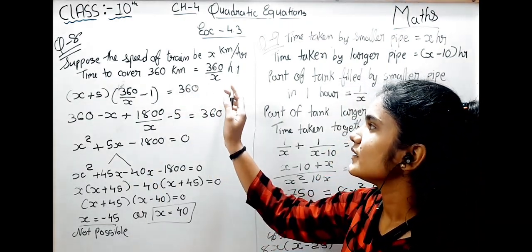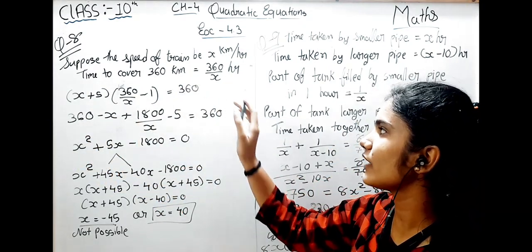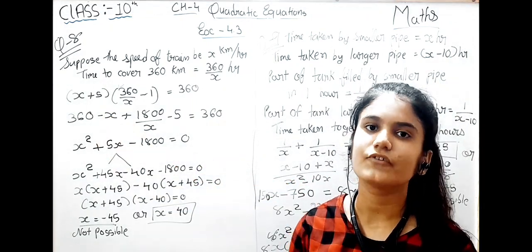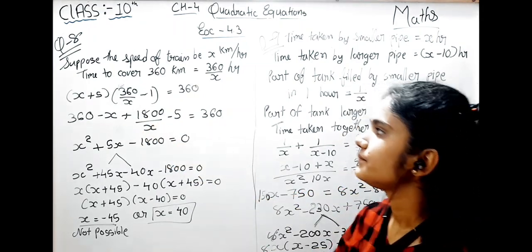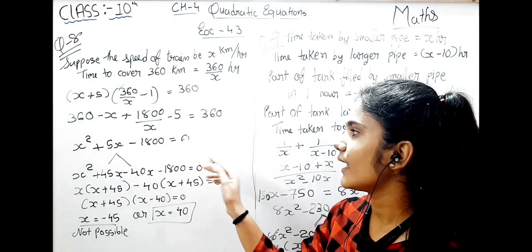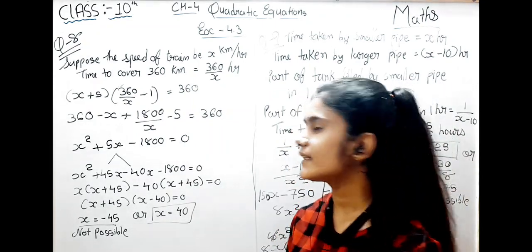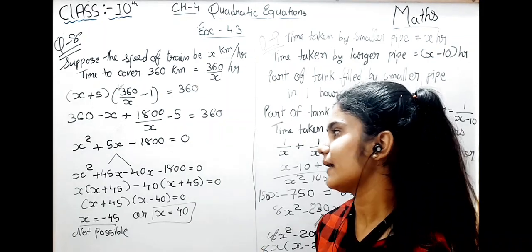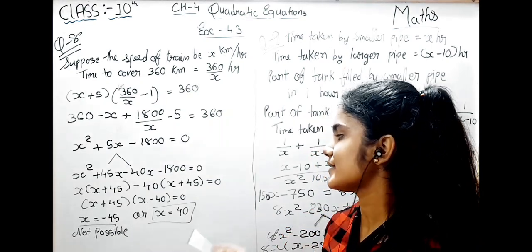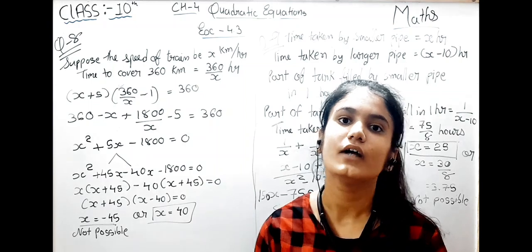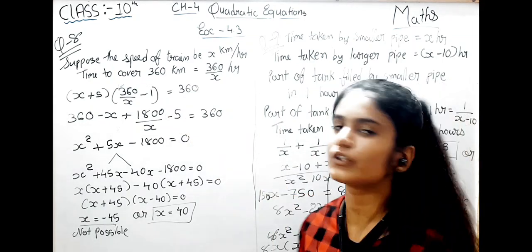If the speed of the train is 5 km per hour more, x plus 5, then it would have taken 1 hour less. So we bring it in the form of an equation: (x plus 5) into (360 upon x minus 1) is equal to 360. By taking LCM and equating them, we get the quadratic equation x square plus 5x minus 1800 is equal to 0. By splitting the middle term 5x into 45x minus 40x and pairing them and taking out common, we get x is equal to minus 45 or x is equal to 40. But x equal to minus 45 is not possible because speed cannot be negative. So the speed of the train is 40 km per hour.